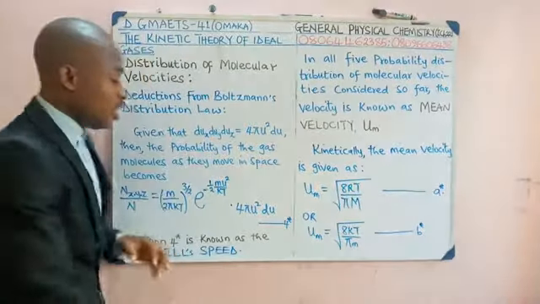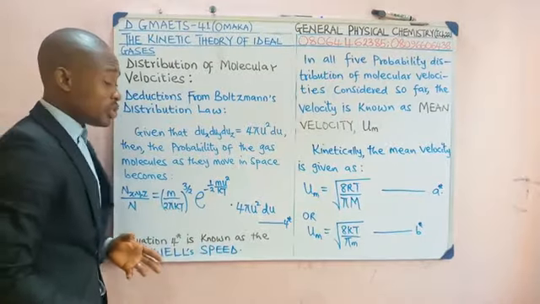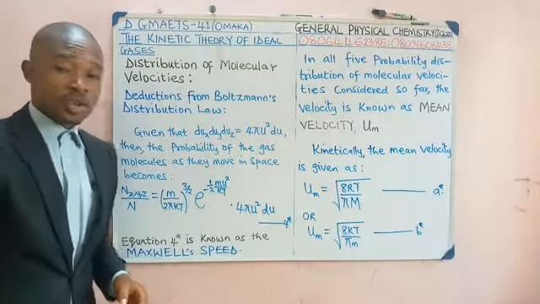And for that reason, we leave the equation in this form. This is the probability, alright, for the gas molecule in space. Equation 4 star. Take note of that.